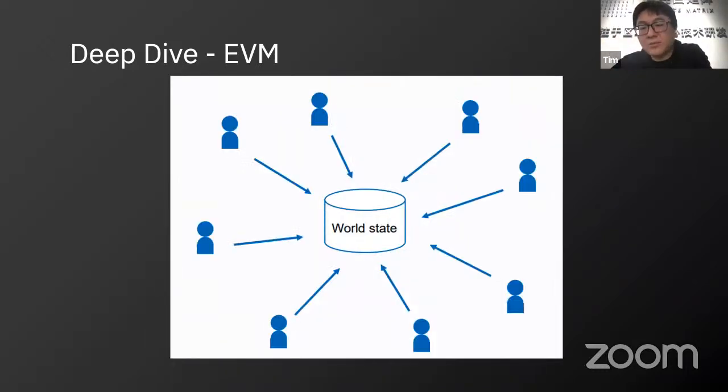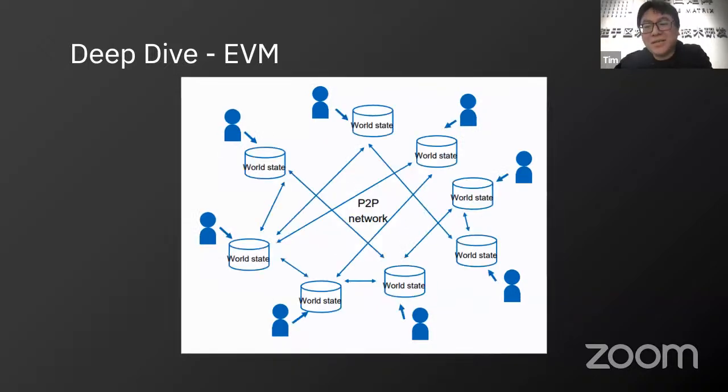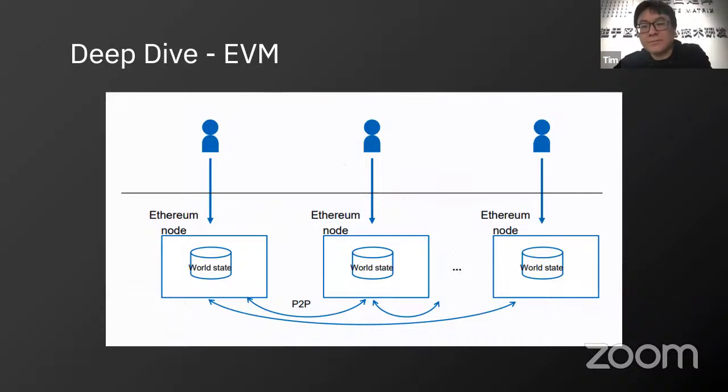And all nodes in this network share the same world state. But also each node in this network will keep a copy of that world state, so that there's no centralized world state. That's how a P2P network works. Also, decentralized nodes constitute, for example, the P2P network.